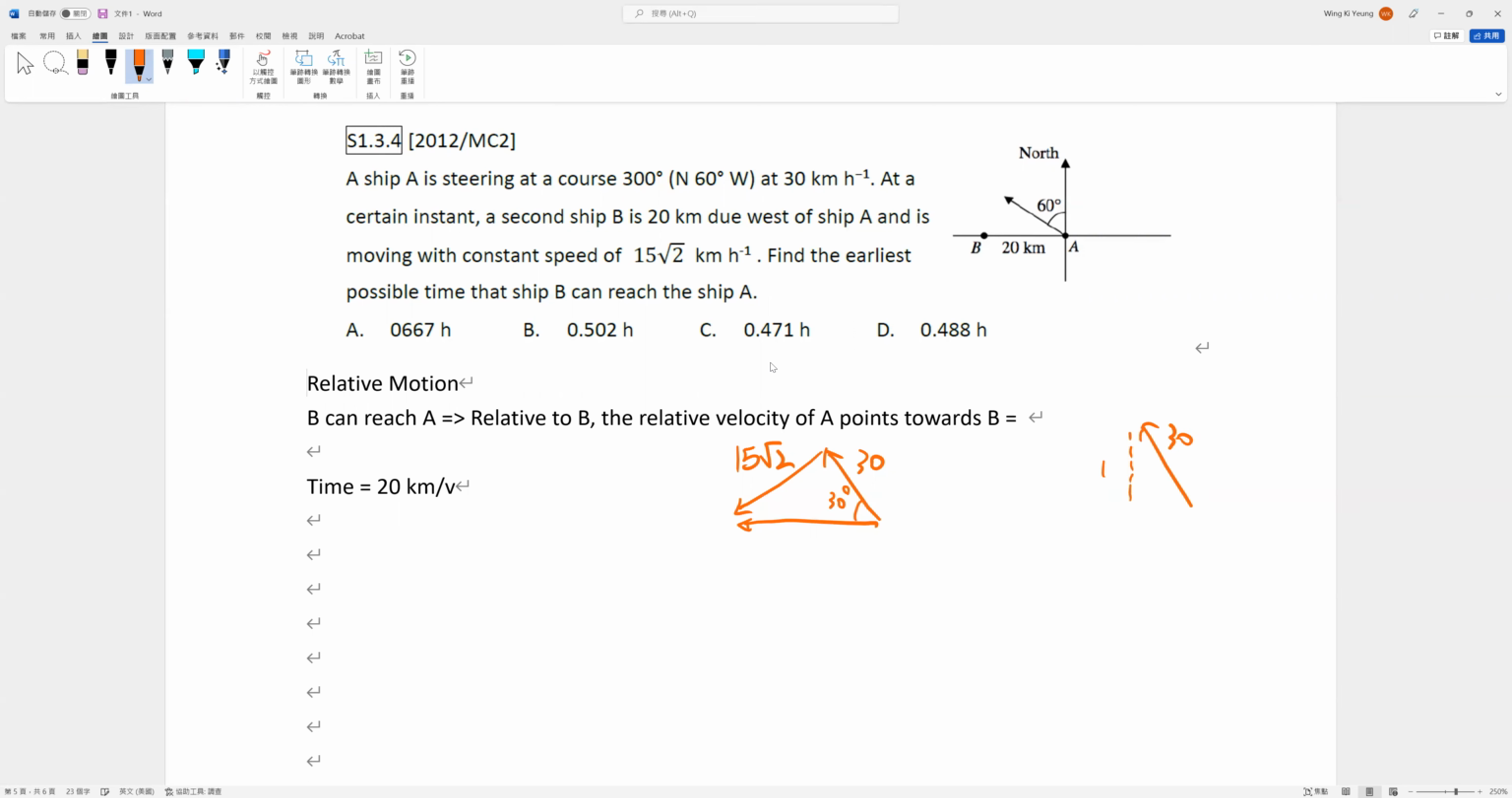So this height will be 15, and this side will be 30 cosine 30 degrees. So this side will be 15.2, and then this one is 15.2. Then this is simple because this is also 15. So that means the relative velocity should be 15 plus 15.2. Then the time will be just 20 divided by 15 plus 15.2.